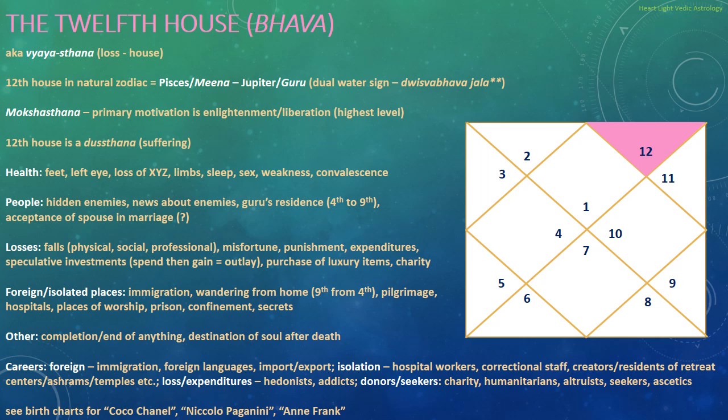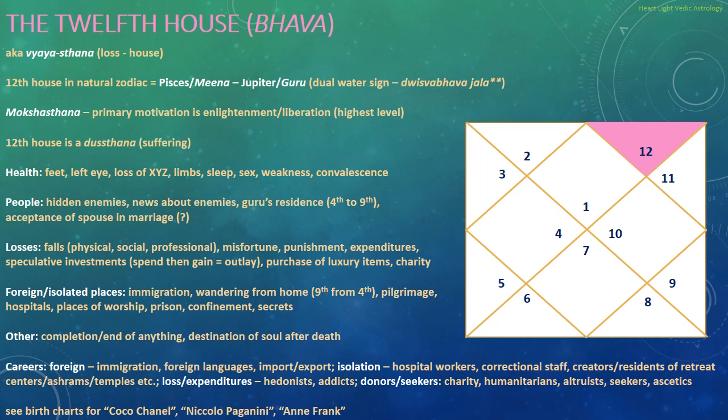So regarding health, the 12th house, in terms of anatomy, relates to feet. It also relates to the left eye. The other thing is that because it's a house of losses, it can be the loss of XYZ, anything really. So if you have planets in the 12th house, then you would start thinking about the symbolism of those planets and what they represent. So like, if there is Mars, for example, Mars can represent muscles, it can represent blood, it can also represent injuries and accidents.